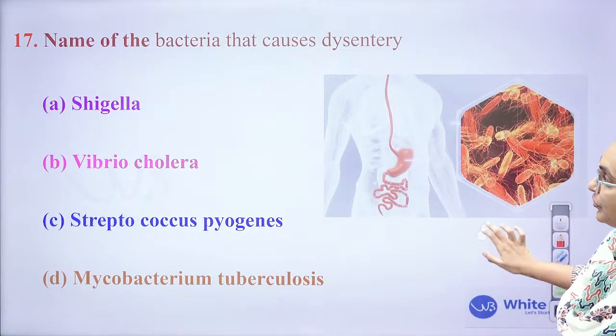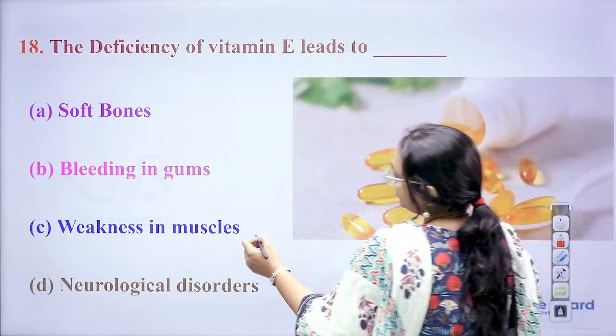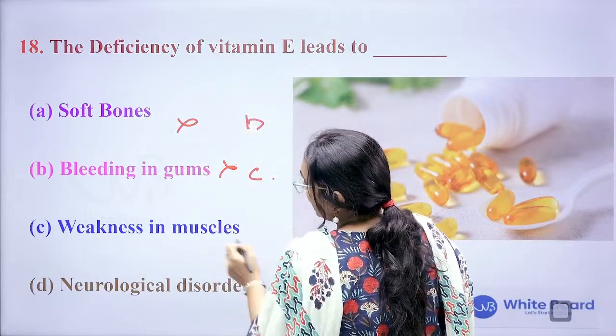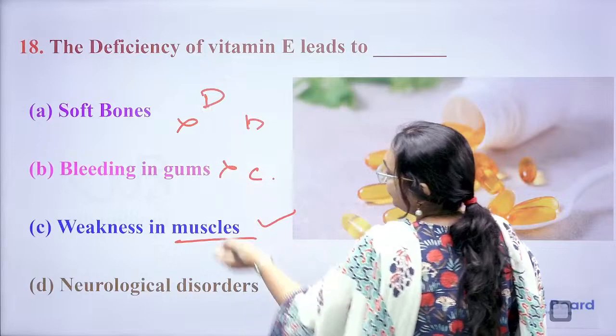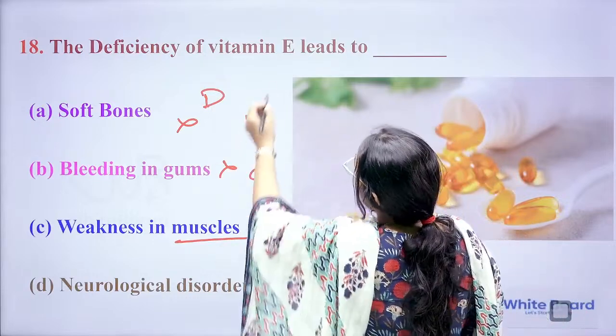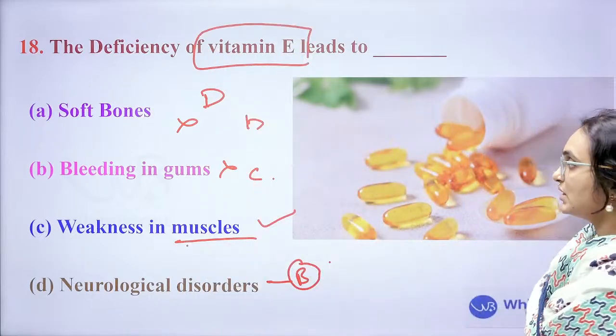Answer is A. The deficiency of vitamin E leads to bleeding gums, soft bones, weakness in muscles. Soft bones is for D, and neurological disorders, B. So, here deficiency of vitamin E leads to weakness in muscles. C.